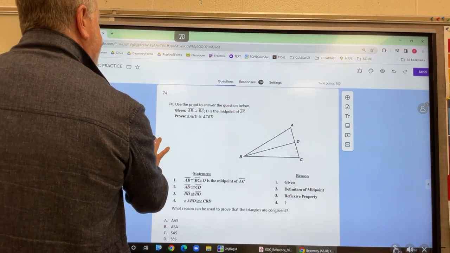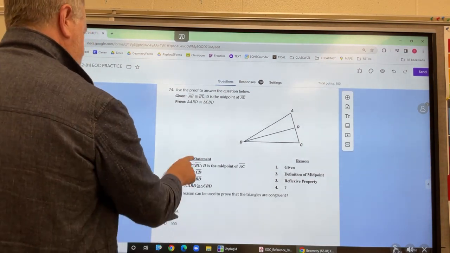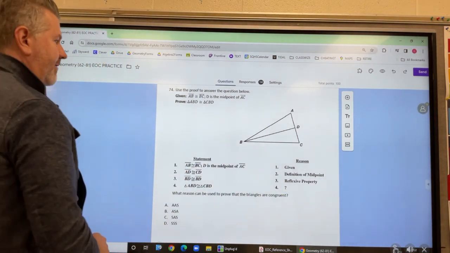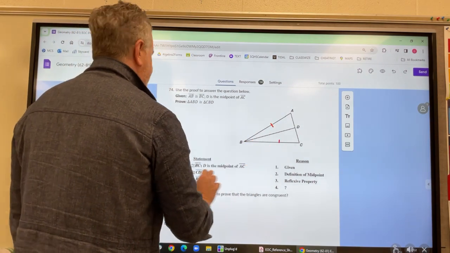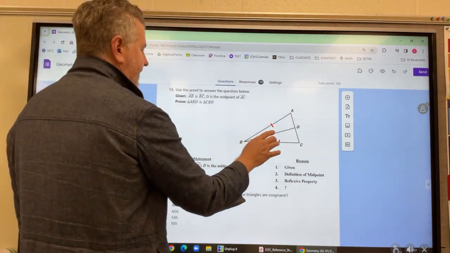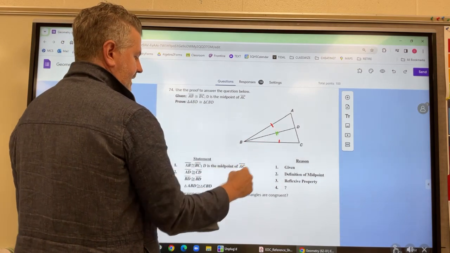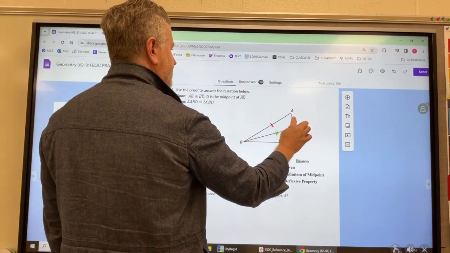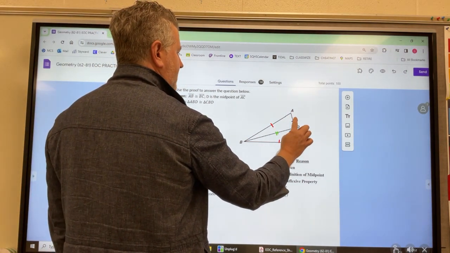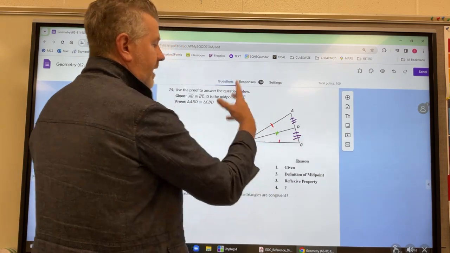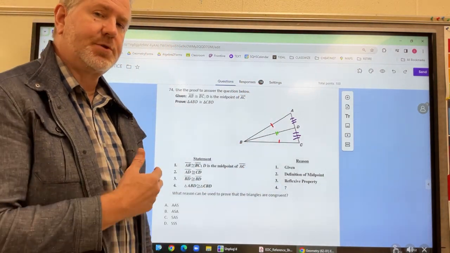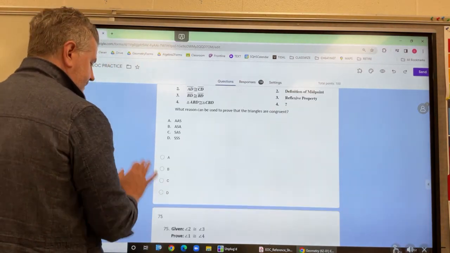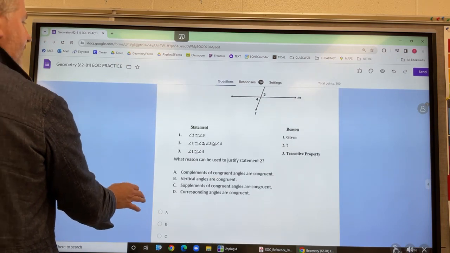Okay, use the proof to answer the question below. We're trying to decide why are the triangles congruent. So remember to label everything that you're given. That is congruent to that, okay? Great. I know I have the advantage of different colors here. That is congruent to itself because of reflexive property. And this is the midpoint, therefore that is congruent to that. So all three sides in the top triangle are congruent to all three sides in the bottom. That sounds like side, side, side to me, right? Side, side, side are congruent, then the triangles are congruent.